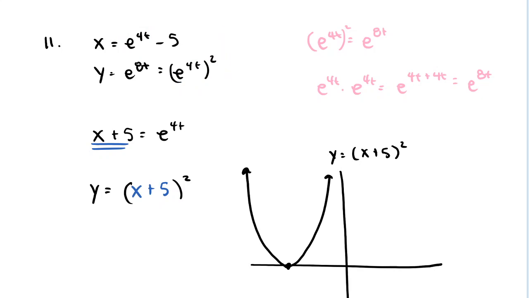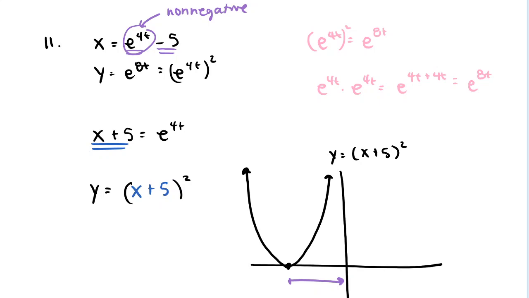Well, notice that e to the 4t is non-negative. It's also never 0. And so if I'm subtracting 5 away from e to the 4t, the smallest x is going to be is more than negative 5. It's always going to be greater than 0, and so if I subtract away 5, this is only going to add on to negative 5, never subtract away. And so x is only going to be to the right side of negative 5.